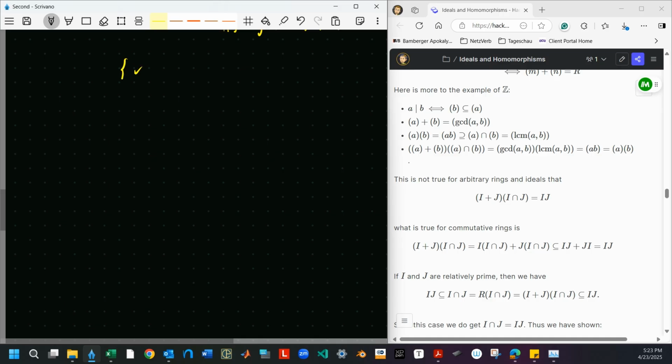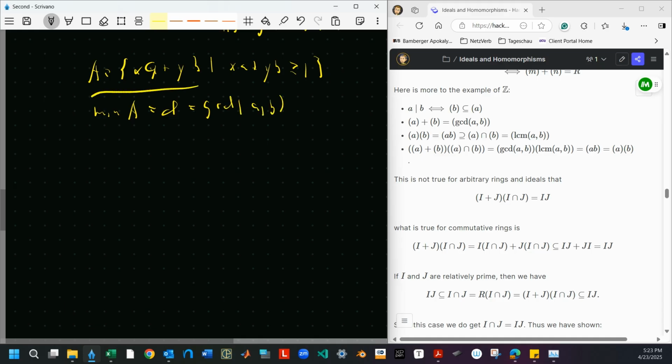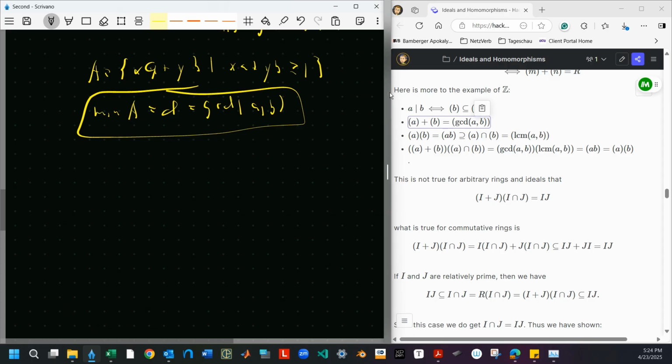if you look at the set of all xa plus yb, I think this might be the proof in the book, such that xa plus yb is greater than or equal to 1, right? And call this set S, for example. And if you look at the min of S, it's D, and this is equal to the GCD of A and B. I think this might be the proof that was in the book, actually. Or you could work it out some other way, but that's sort of what happens here, right?